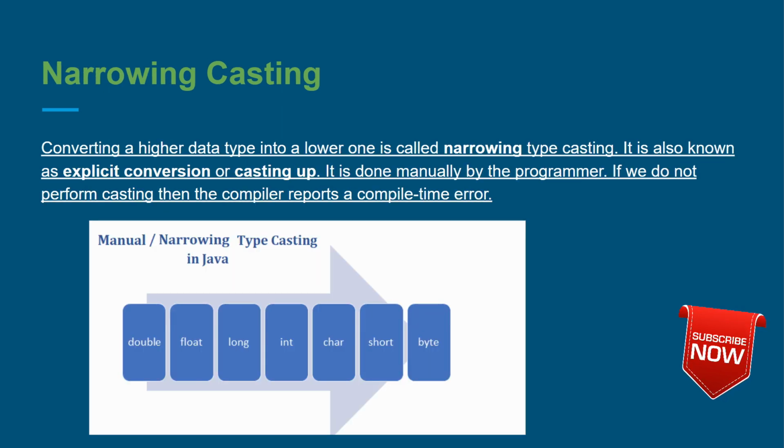Now, if I talk about narrowing typecasting, converting a higher data type into a lower one is called narrowing typecasting. It is also known as explicit conversion or casting up. It is done manually by the programmer. If we do not perform casting, then the compiler reports a compiler error. In manual narrowing typecasting, we can go double to float, float to long, long to int, int to character, character to short, or short to byte. Likewise, smaller to bigger is called widening, and bigger to smaller is called narrowing.